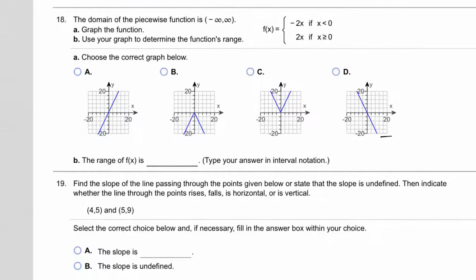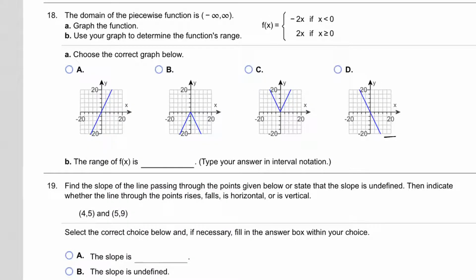Number 18, the domain of the piecewise function is negative infinity to positive infinity. First, graph the function, and then use your graph to determine the function's range. Okay, so again, we have this. This is the left side of the graph because it's less than 0, and this is the right side. Right side, actually, in the center because it equals 0.